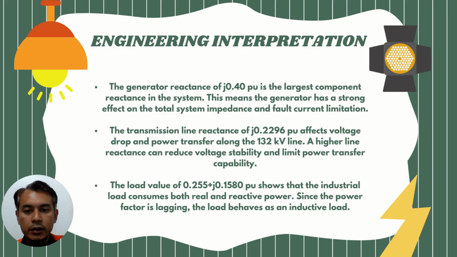The first one is the generator reactance of j0.40 per unit, which is the largest component reactance in the system. This means the generator has a strong effect on the total system impedance and fault current limitation. Number two, the transmission line reactance of j0.2296 per unit affects voltage drop and power transfer along the 132 kV line. A higher line reactance can reduce voltage stability and limit power transfer capability.